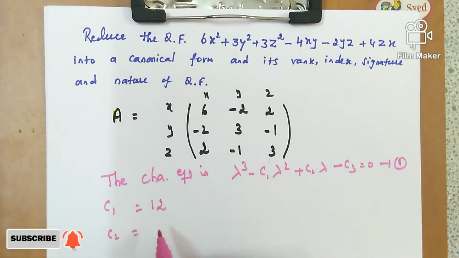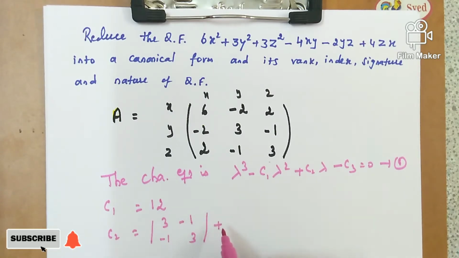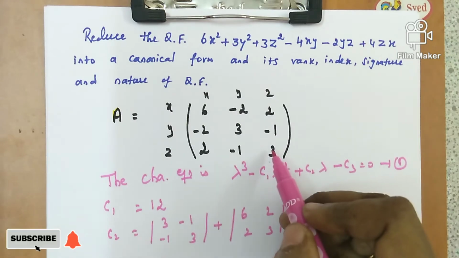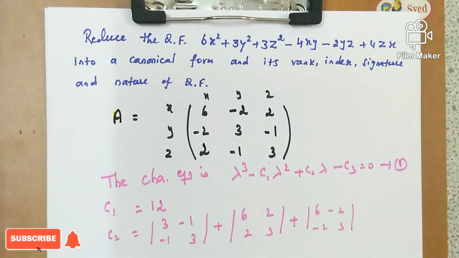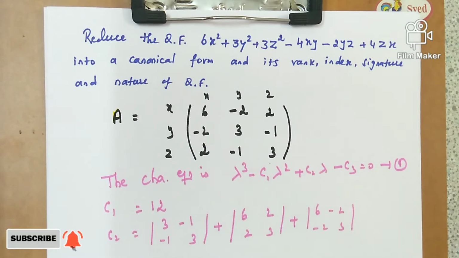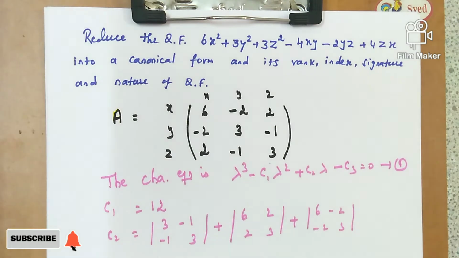The first minor is 3, minus 1, minus 1, 3, plus the second minor is 6, 2, 2, 3, and the third minor is, the third element is this one, corresponding row and column we can omit, so 6, minus 2, minus 2, 3. Well, expanding this we can get the answer as 36. Then the last one is c3. c3 is nothing but the determinant of the matrix, that value is equal to 32. Here I am writing all the values directly because all the videos on finding eigenvalues and eigenvectors are posted, so you can refer to those.